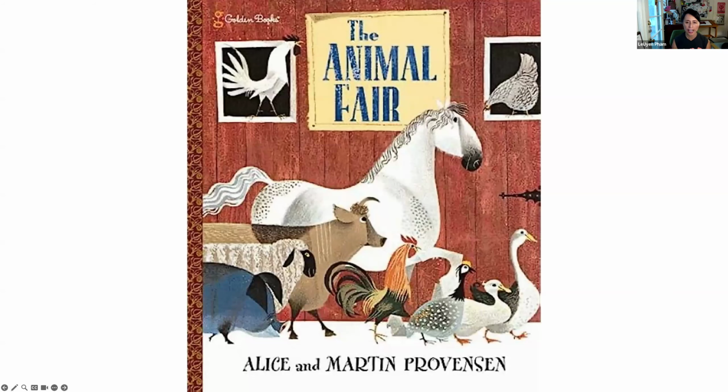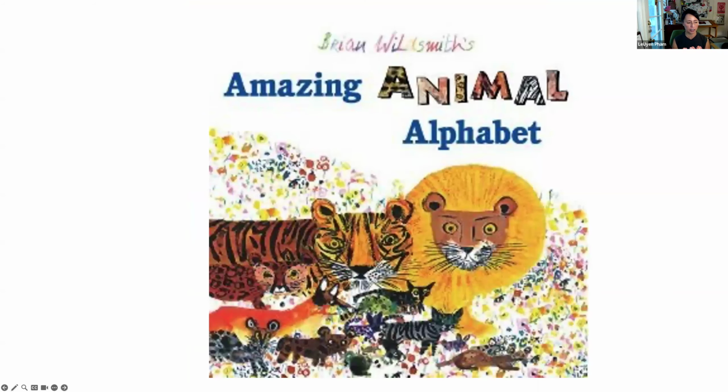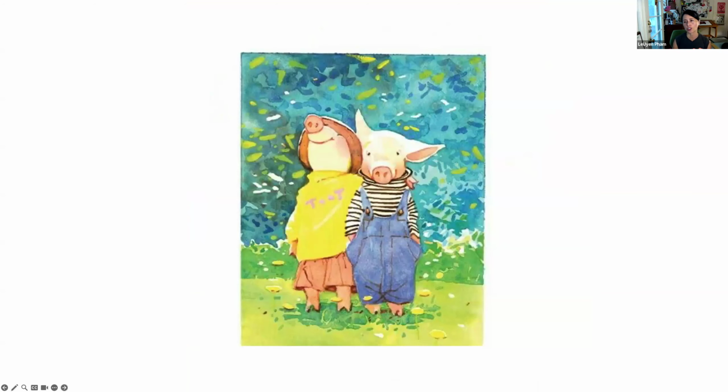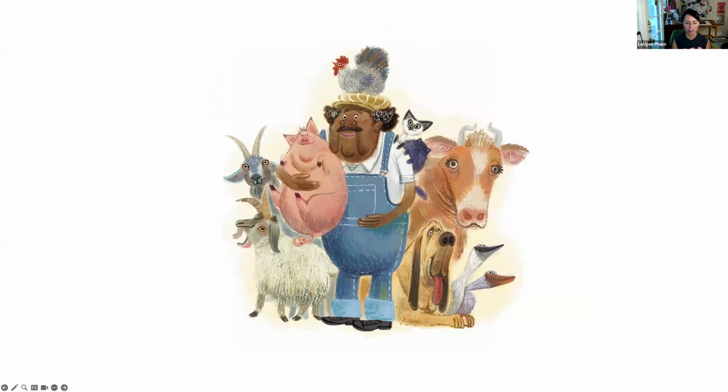So we've got Animal Farm, obviously. I'm looking at a lot of Brian Wildsmith because I love his animals. And then I'm looking at Toot and Puddle, because who doesn't love Toot and Puddle? From that, I start sketching and I come up with this. This was my initial sketch of how I thought Old MacDonald was going to look with all his animal pals. And I thought, very classical look. Let's see where this goes.